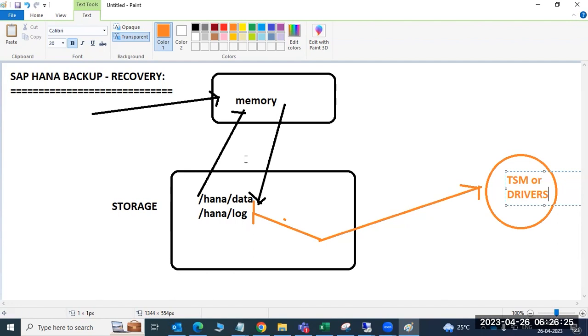So we can take two types of backup. One is the file system backup, and the second one is the external one, called Backint. So either a file system backup or a Backint backup we can take. You can see it here.